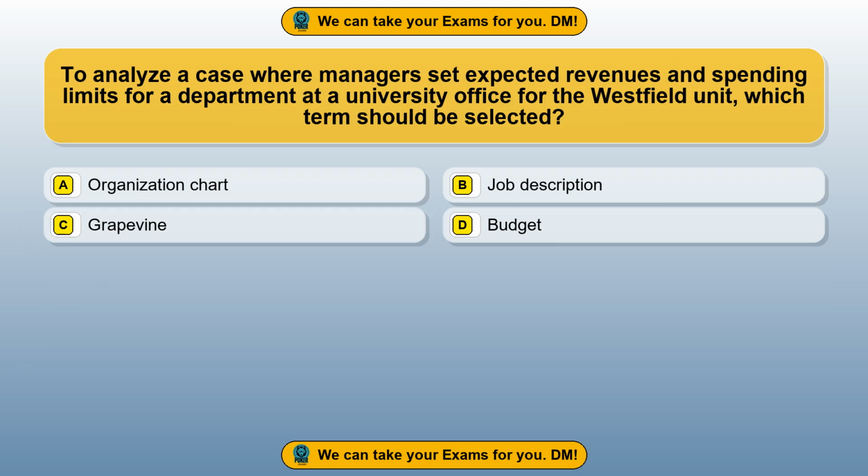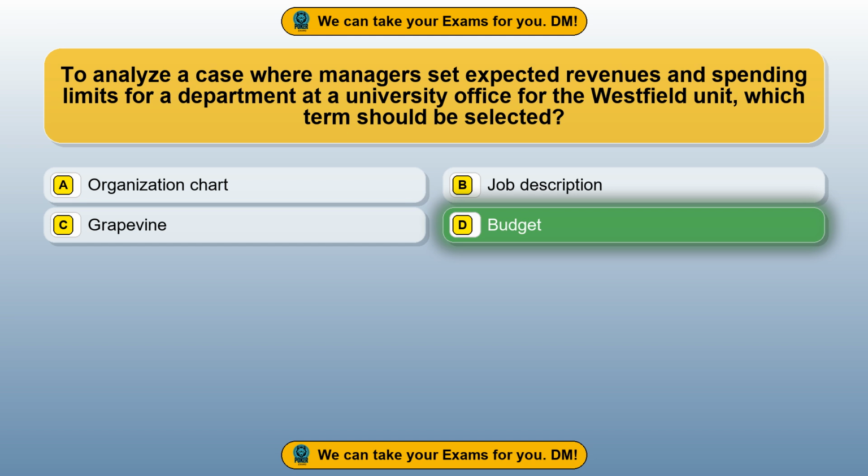Question 27. To analyze a case where managers set expected revenues and spending limits for a department at a university office for the Westfield unit, which term should be selected? Option A, organization chart. Option B, job description. Option C, grapevine. Option D, budget. The correct answer is option D, budget.